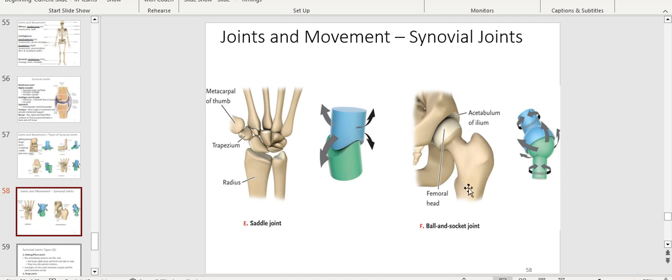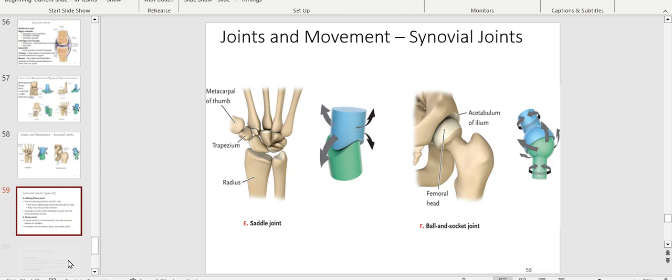And then this one here, the ball and socket. This is in the hip and shoulder. This is the joint that allows the most movement. A properly functioning shoulder or hip should have about 360 degrees of rotation.